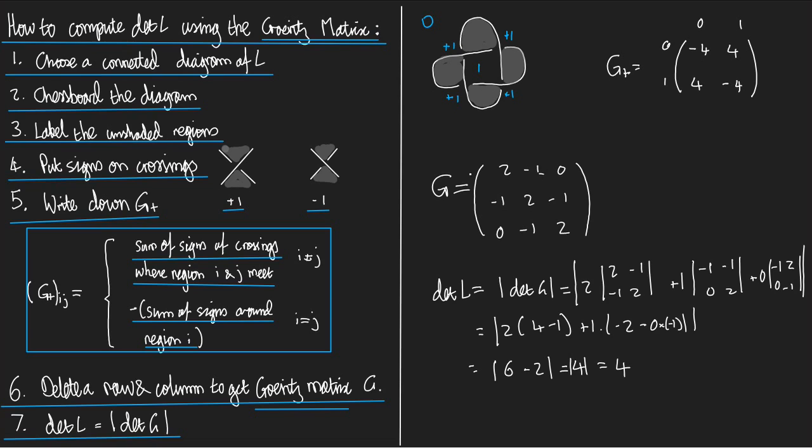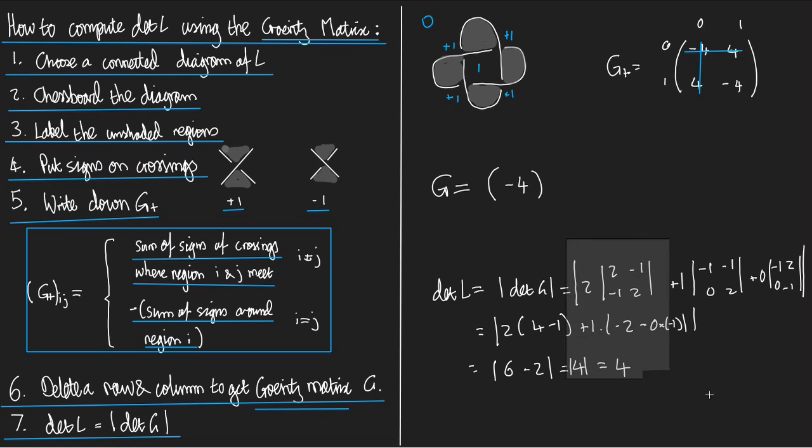So what's G now? What's G? It's what I get by deleting a row and column from G plus. Well, let's delete this row and this column. And what is G? It's this 1x1 matrix with entry minus 4.